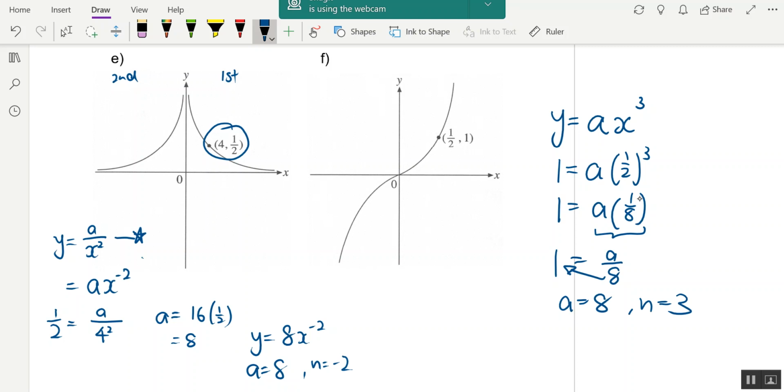So that's why at the start, if you are not familiar with the kind of graph yet, go to 11.0, make sure you are familiar with the mother curves. Once you know the mother curves, you will know very easily how to fill in the powers.